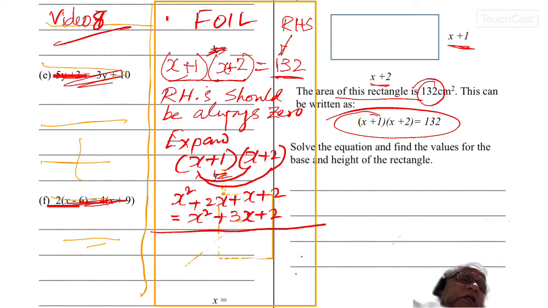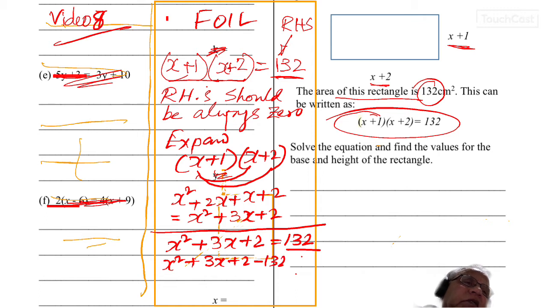Now back to the equation, x squared plus 3x plus 2 should be equal to 132. And at the beginning, I said we have to switch that 132 over to the left hand side, and that'll give me x squared plus 3x plus 2 minus 132 equal to 0. If I simplify that, that'll give me x squared plus 3x minus 130 equal to 0. 130 is quite a big number.